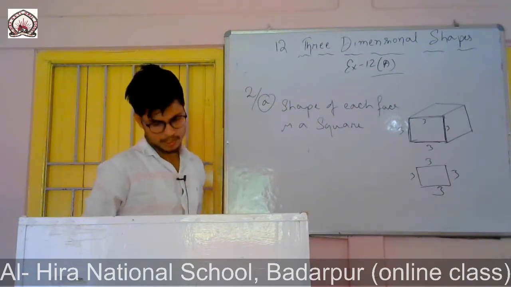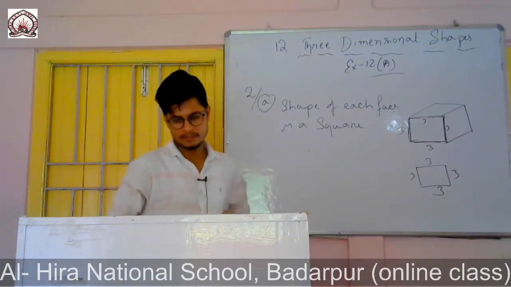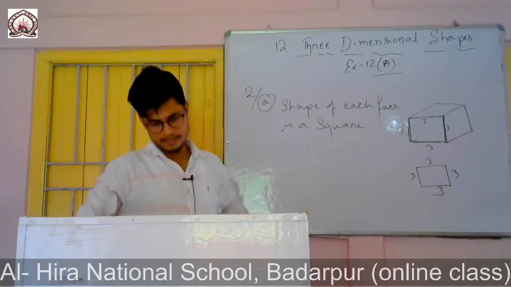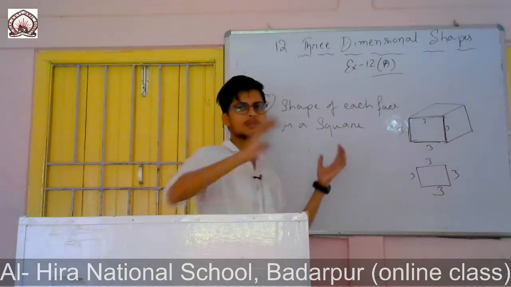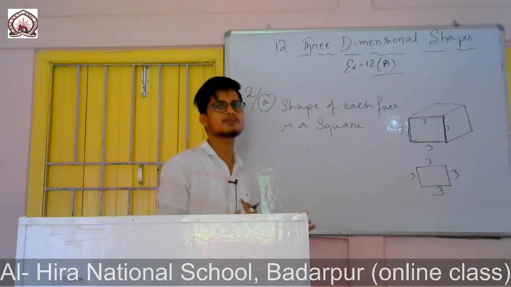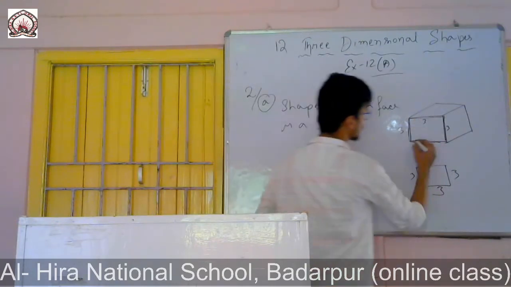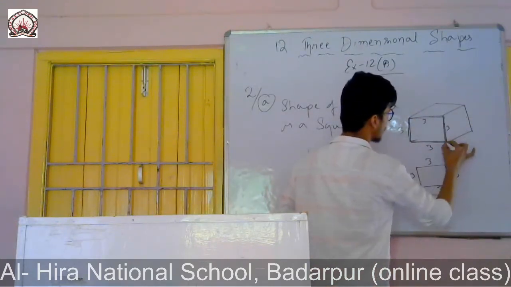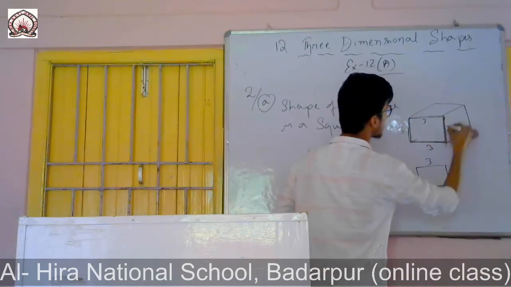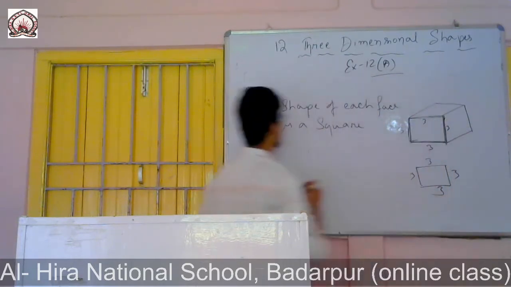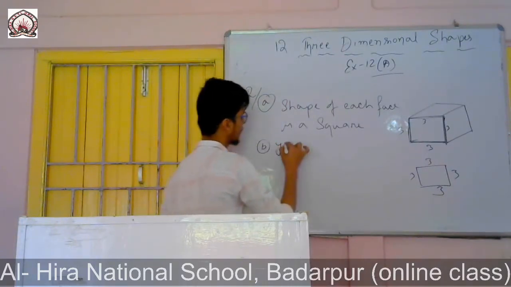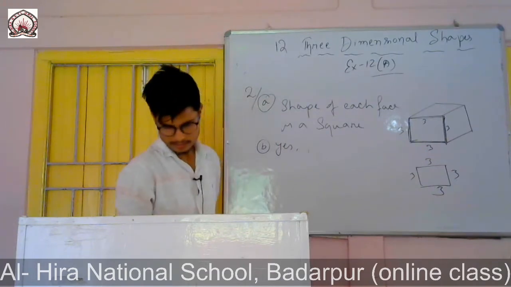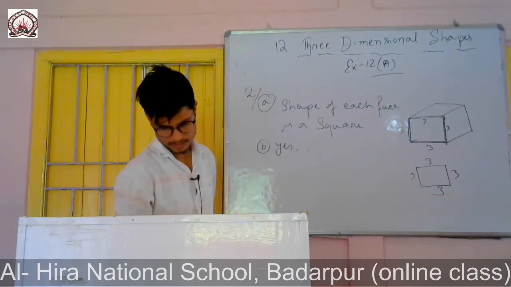Then question number B, is each edge length in the figure of the same length? Yes, edge length will be same. Since all the sides are same, that means edge length will also be same. This one is an edge, this one is also edge. If this side is 3 cm, this side also, that means these are same. So answer will be C. Oh, sorry, B. Yes.